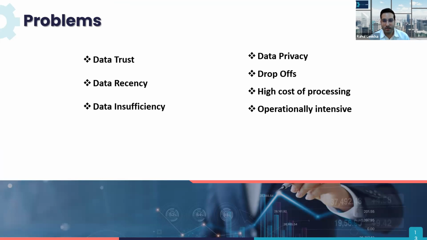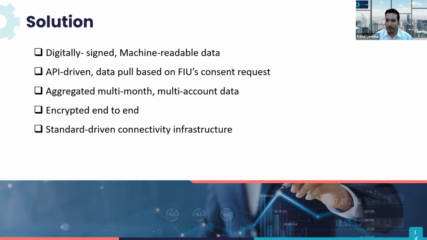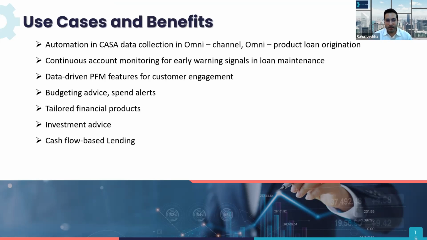things like that. There's a challenge in data trust, data recency, and of course with the PDFs there is high cost of processing. There are inaccuracies in reading the data. So all these challenges can be eliminated with the Account Aggregator framework. Because it is digitally signed, API driven, aggregated, multi-month, multi-account data, encrypted end-to-end, and standard-driven connectivity infrastructure, there are very interesting use cases that come out of this.